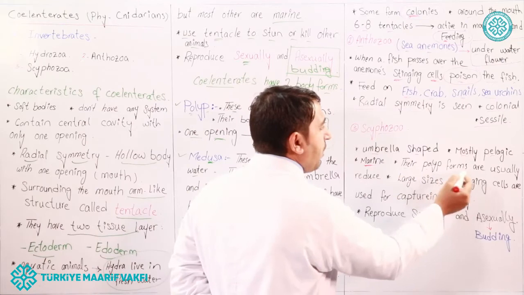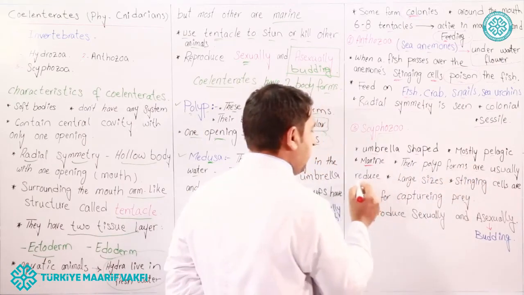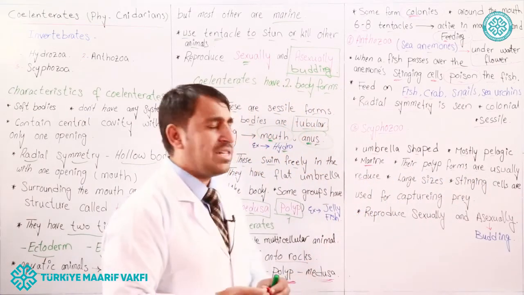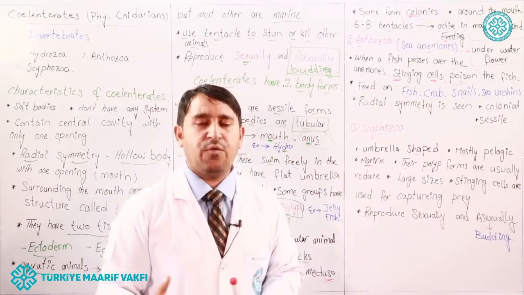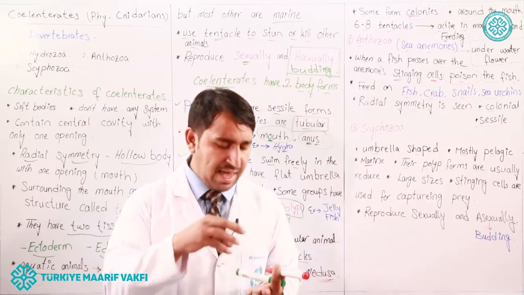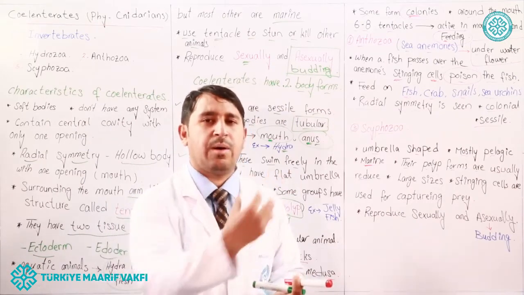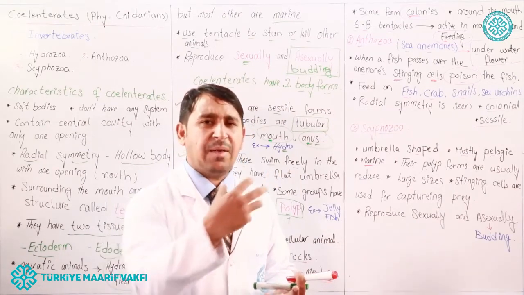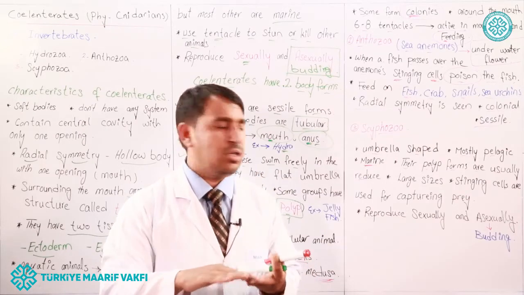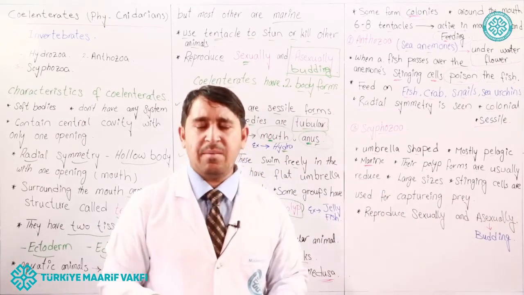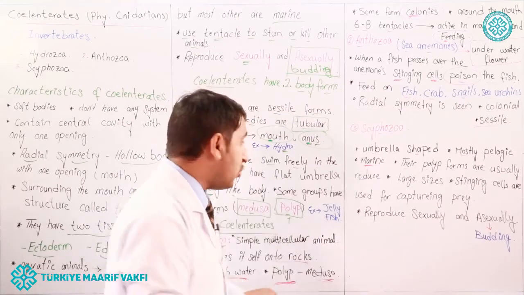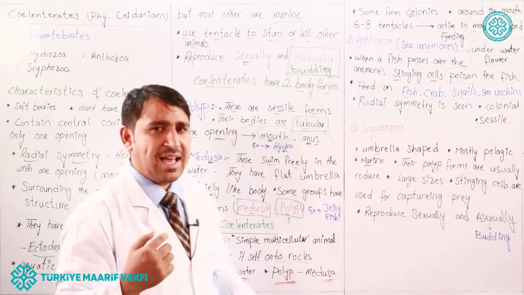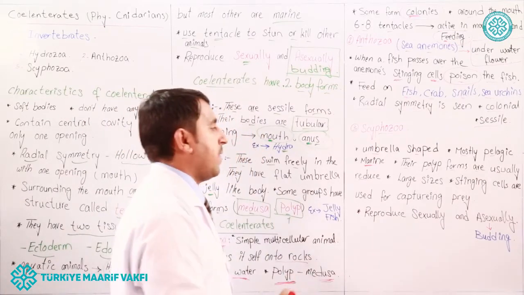Their polyp forms are usually reduced. At the first time of their lives, they have the polyp shape or polyp form of their body. It means they are sessile. They cannot move from one place to another. When they become adult, after that they are reducing their polyp form. They are changing their body form to medusa form. After that they can move from one place to another place.